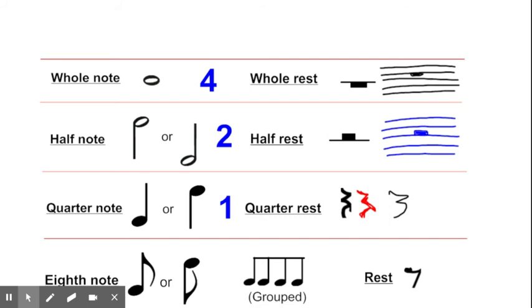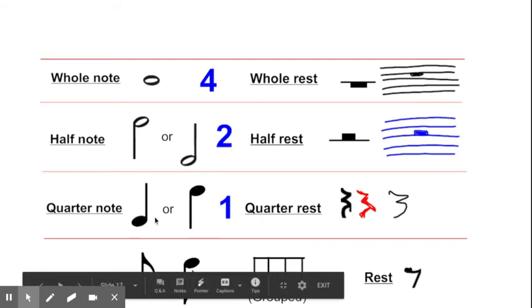This is the slide that I usually have on the board when we're doing the lecture in class, and it just kind of has all of the notes together. Your whole note and whole rest, duration of 4 beats. Half note and half rest, duration of 2 beats. Quarter note, quarter rest, duration of 1 beat.